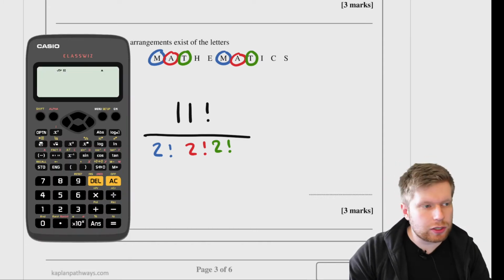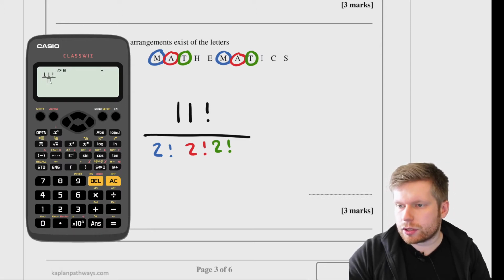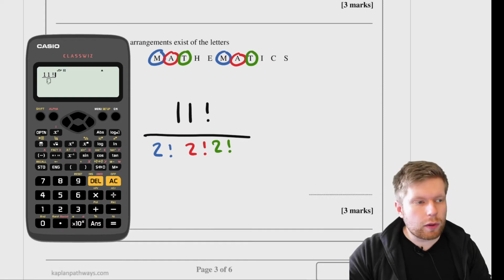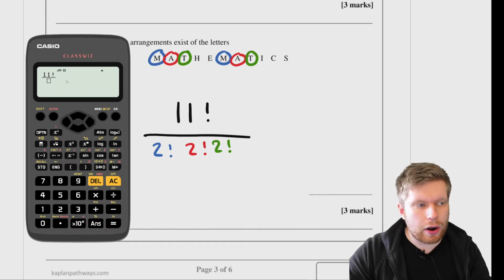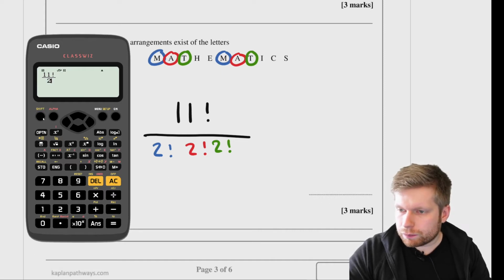So I'm going to type my fraction button, which is this one here. So I'll bring up my empty fraction. See, my cursor is on the numerator. I want to put 11 factorial there, so I'm just going to type 11 factorial. Now I want to go on the denominator, so I'm just going to press the down arrow, which will move my cursor down here. Okay, then I'm going to do 2 factorial times 2 factorial times 2 factorial.